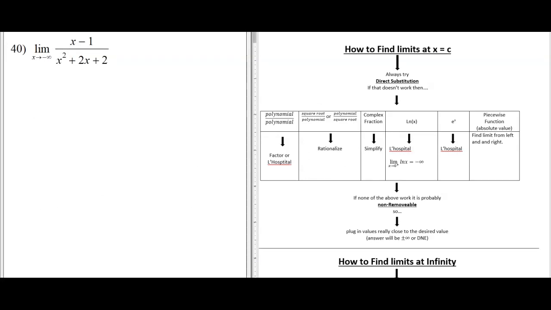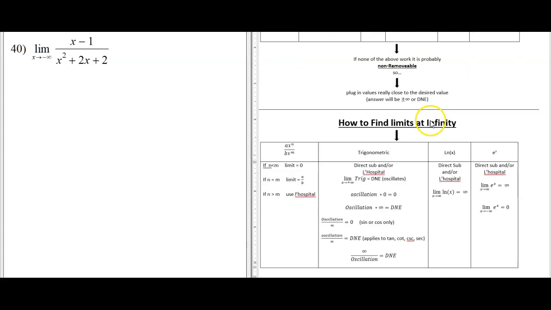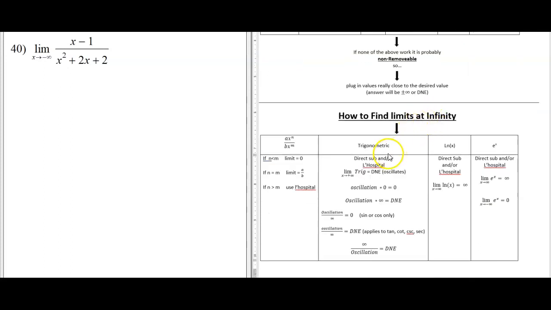All right, so now we're switching gears here. Do you guys see what's different about this problem? We're approaching an infinity. And when you're approaching an infinity, we're going to have to change our little chart here. And instead of looking at how to find limits at x equals c, we want to talk about how to find limits at infinity.